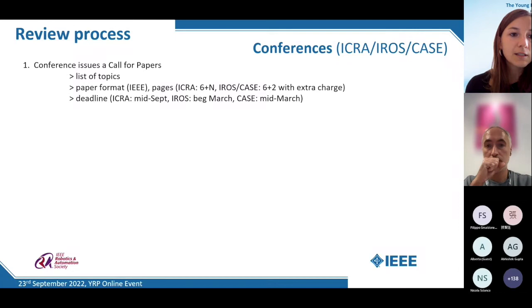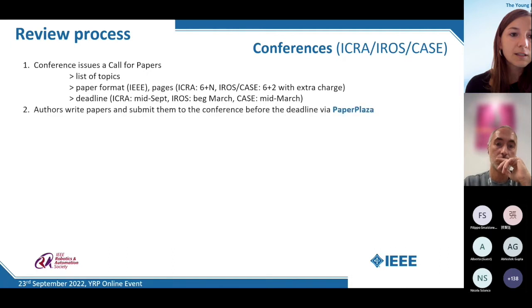Conferences always have a deadline. So this call for papers will tell you, okay, you need to submit the paper by this deadline. Usually ICRA is in the middle of September, IROS in the beginning of March, and CASE in the middle of March. Then, after this call for papers, the authors write papers and submit them to the conference before the deadline, of course, via the portal that we already mentioned, that is PaperPlaza.